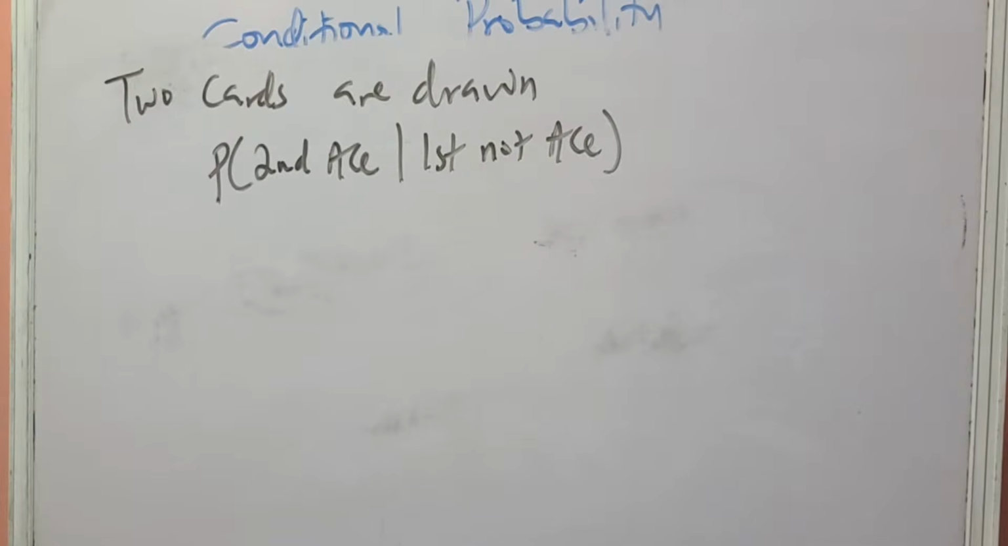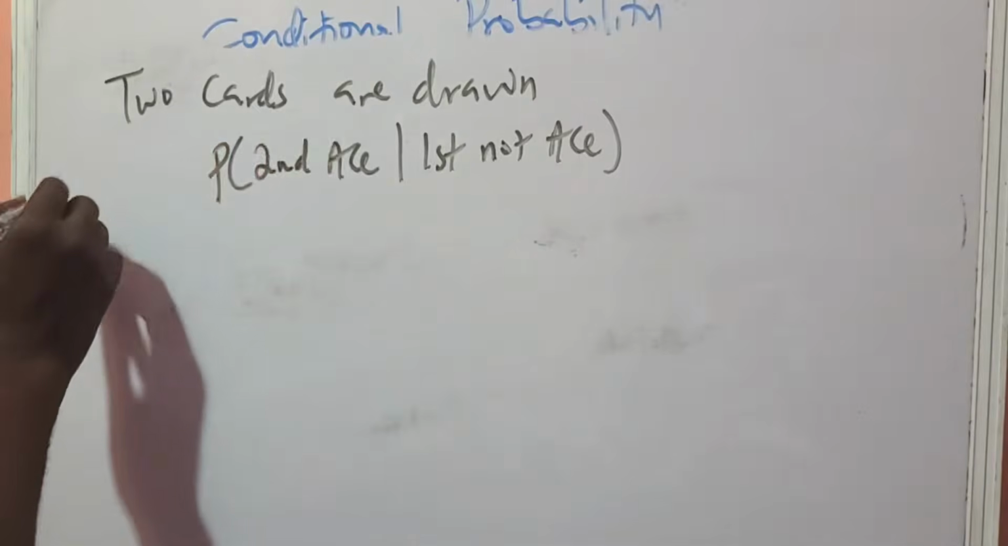Two cards are drawn. Find the probability that the second was ace, given that the first was not ace. Now, I told you already, if you do not understand how cards are, you can't solve this question.